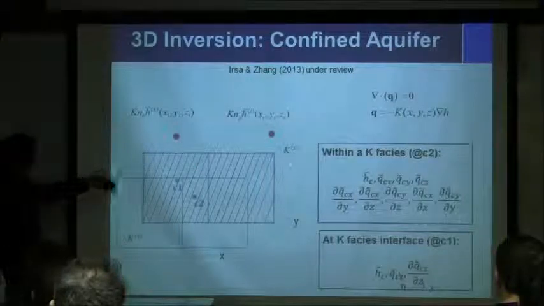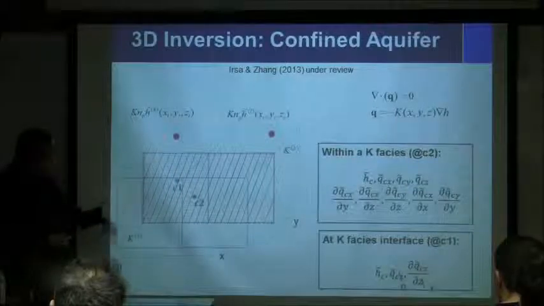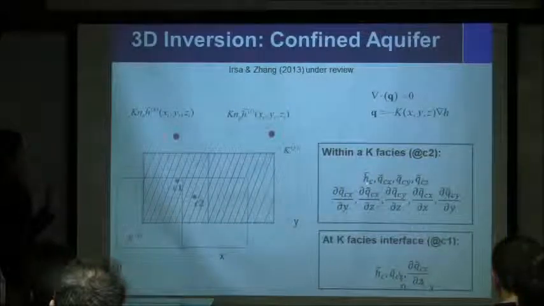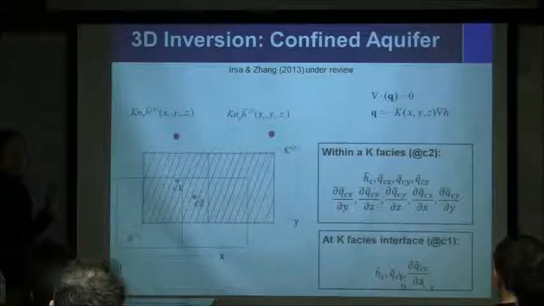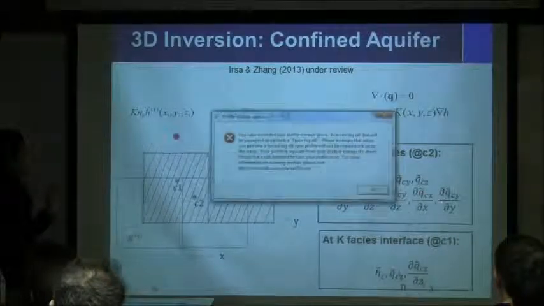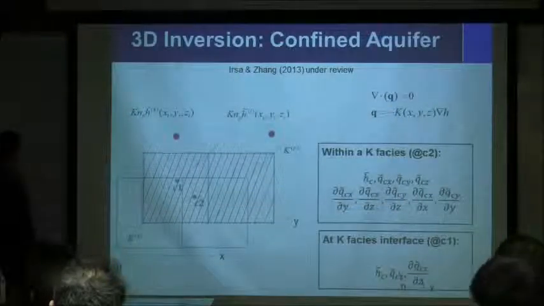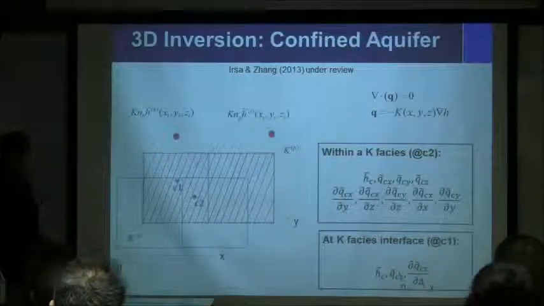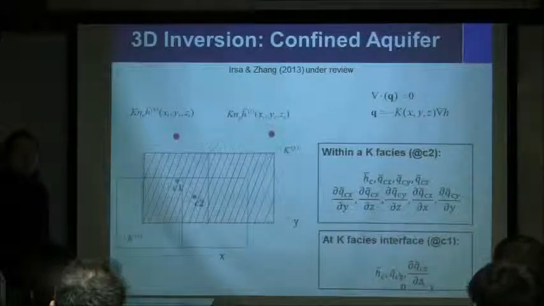For example, in front of this red face, we have one K zone, another K zone. Then we will write continuity differently. Within a single K facies, we impose continuity of head, its first order derivative, and second order derivative. Actually, more recently, we found out we don't need to impose the second order derivative. So at the interface, however, because of the refraction principle in water flow, we only impose head and the normal flux and the first order derivative of the normal flux.